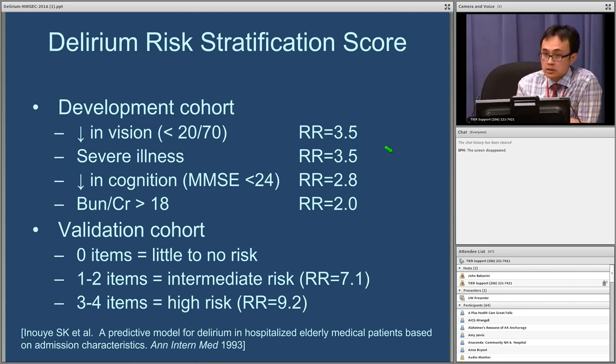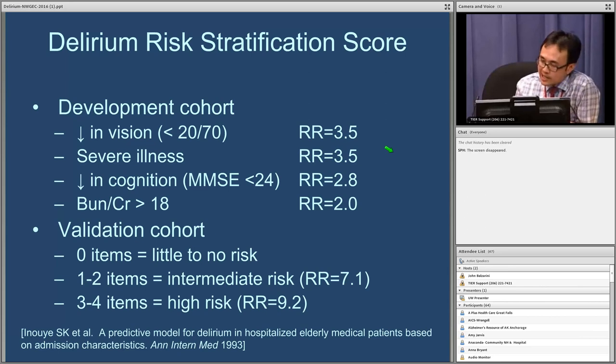And then the other risk factors are these. This was actually developed by Sharon Inouye, the developer of HELP, which we'll talk about later on, which are the interventions to treat delirium and to prevent delirium from happening. But what Sharon found was that there were four risk factors that were also very important. And probably most important is a decrease in a person's vision, if it was poorer than 20/70, and severe illness.